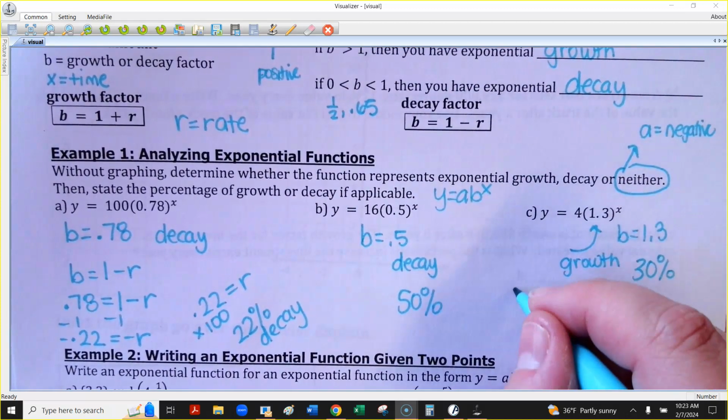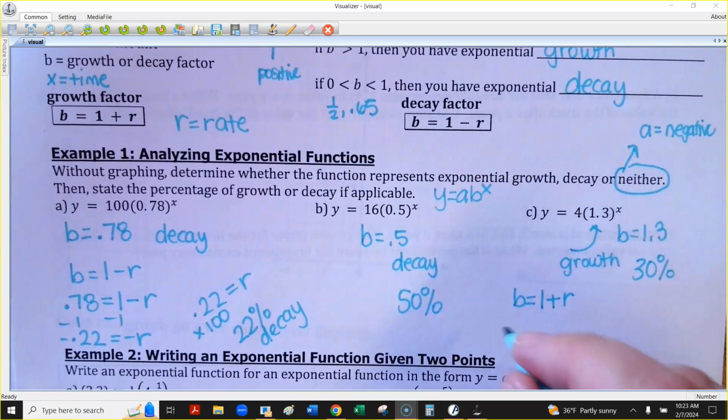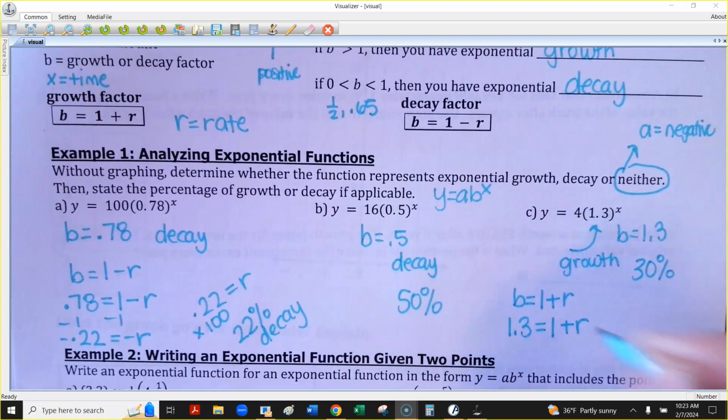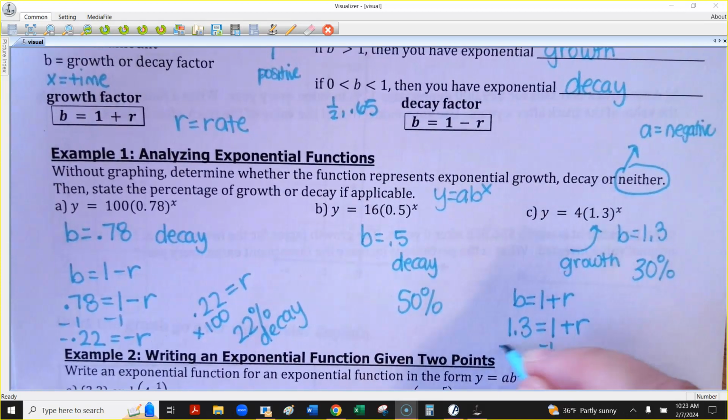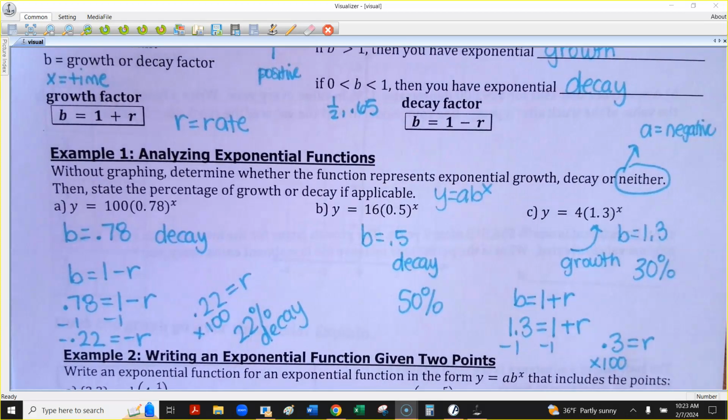In those two little formulas up there, if you have growth, b is 1 plus the rate. So if I have 1.3 here, that is 1 plus the rate. If I subtracted 1 real quick, I'd get 0.3 as my rate of increase. And then you could just multiply that by 100, scooch the decimal place over 2 spots. That's where you get the 30%. Does anybody have a question?